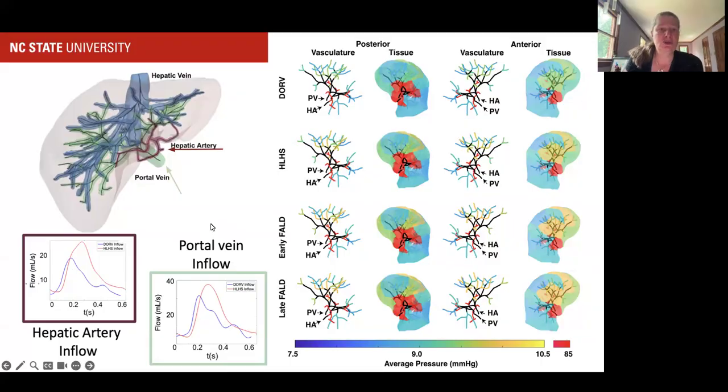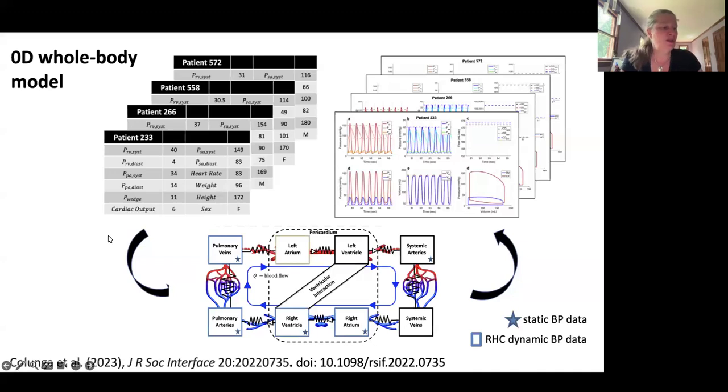And so we have a big vet school at NC State, and the clinicians treating this disease are very interested in learning more about it using computational modeling. Now, I think we're going to talk about this too.